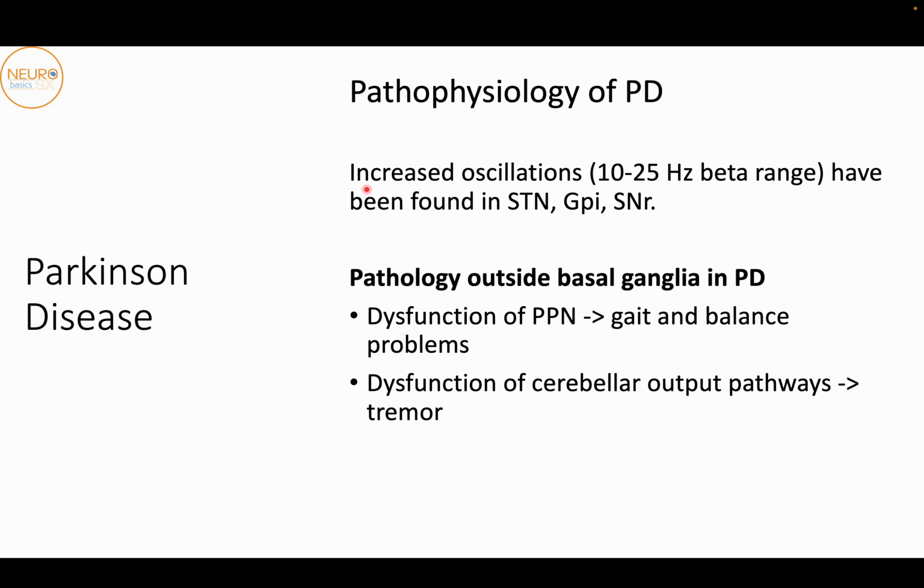So it has been found that there are increased oscillations, particularly in the beta range of 10 to 25 Hertz, in these nuclei, STN, GPi, and SNr. Right? So that is within the basal ganglia, but there could be pathology even outside the basal ganglia. A dysfunction of the pedunculopontine nucleus has been found to be responsible for gait and balance problems in PD. And the dysfunction of the cerebellar output pathways is responsible for tremor in PD.